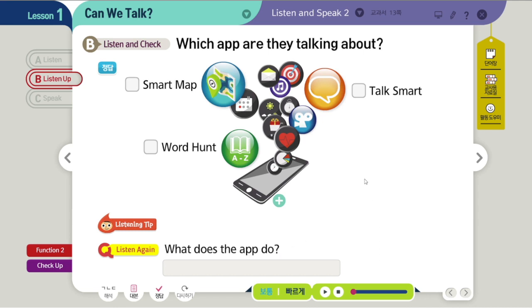Okay, so let's answer the question. Which app are they talking about? Smart Map, Word Hunt, or Talk Smart? Also, what does the app do? We can listen to the dialogue one more time so that you can answer these questions. Also, why is Minsu late?